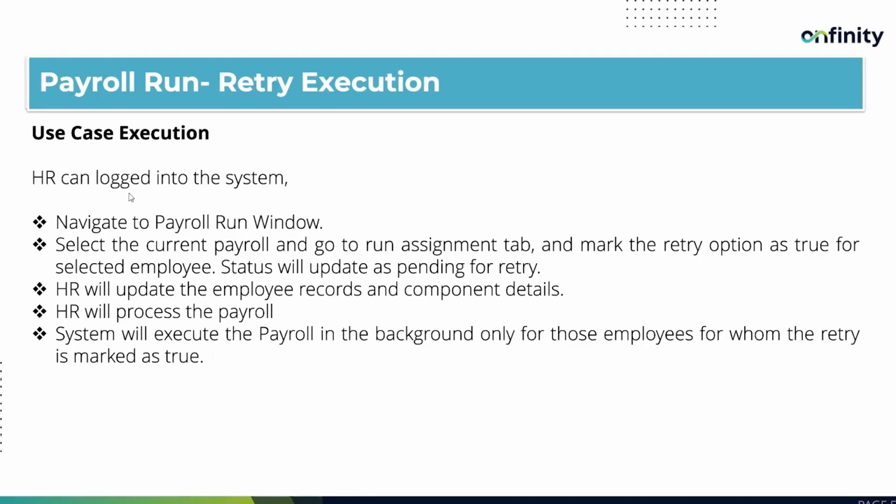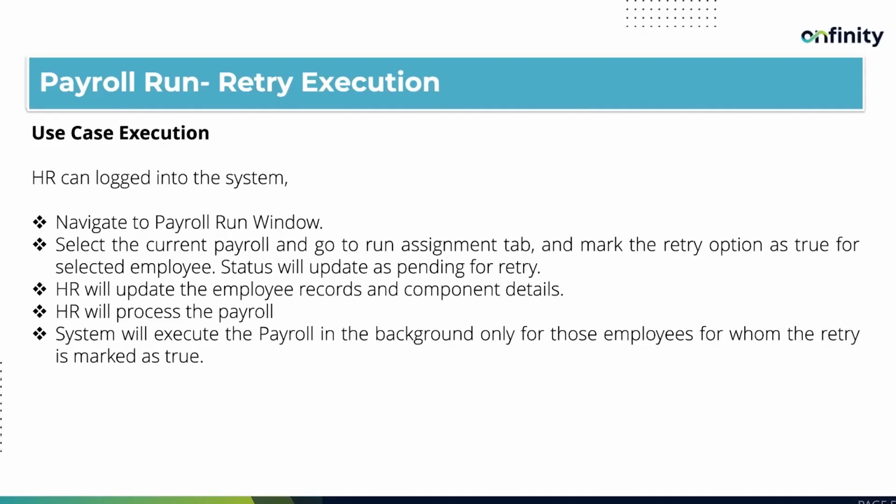If we look at the execution part in the system, HR needs to be logged into the system. They will navigate to the payroll run window and select the specific payroll period that was already processed. They'll go to the Run Assignment tab within that record and mark the retry option as true for the selected employee. Once the retry option is marked as true for an employee, the status on the header tab of the payroll run is updated to pending for retry.